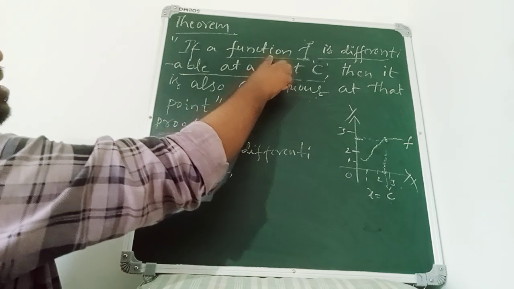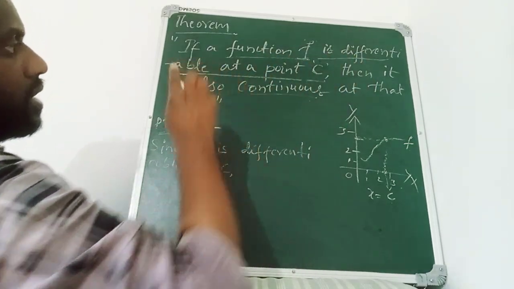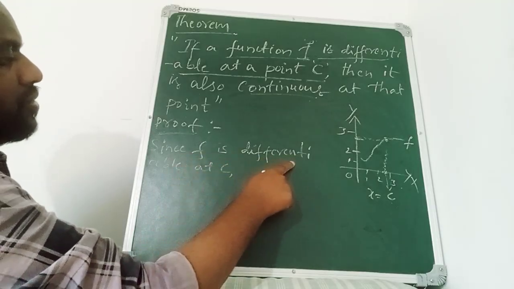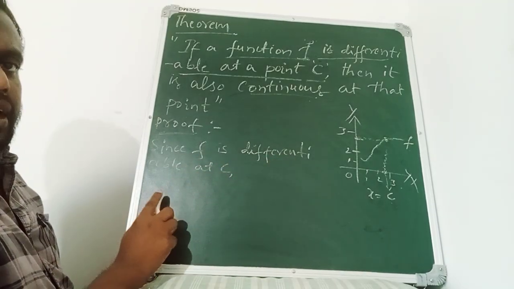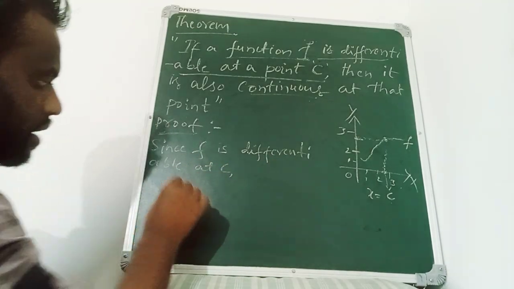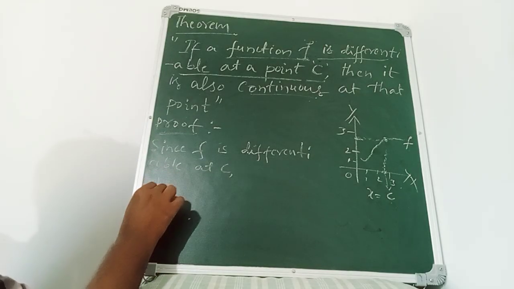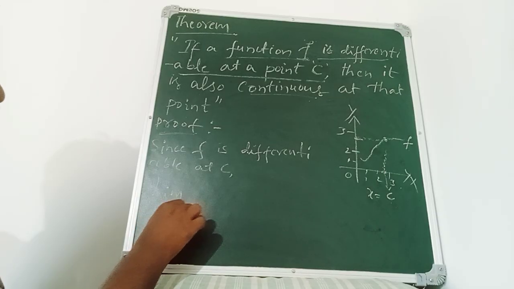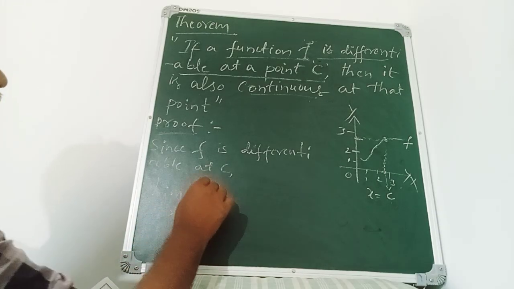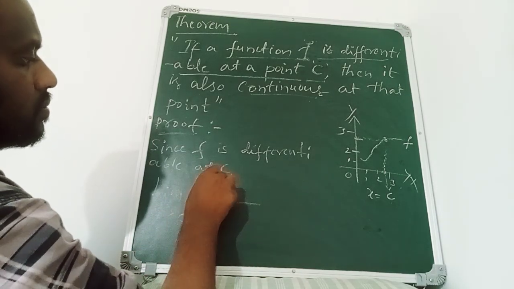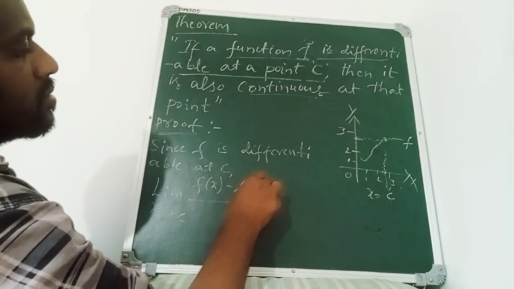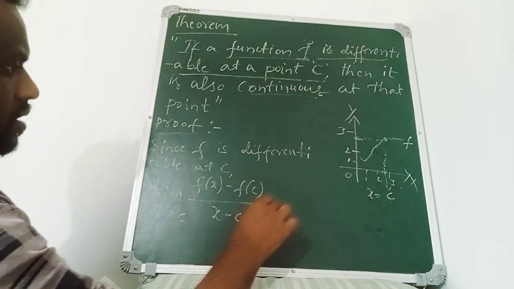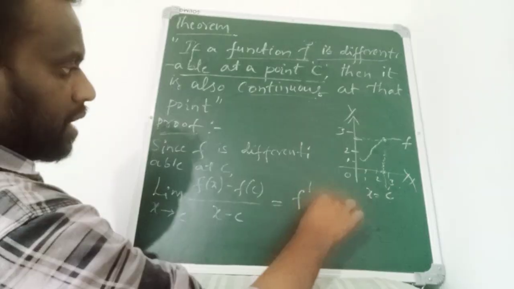Now this part, the function f is differentiable, they are telling, at a point c. So when f is differentiable at point c, we can write a formula. We can write it like this: limit as x tends to c of (f of x minus f of c) divided by (x minus c) is equal to f dash of c.